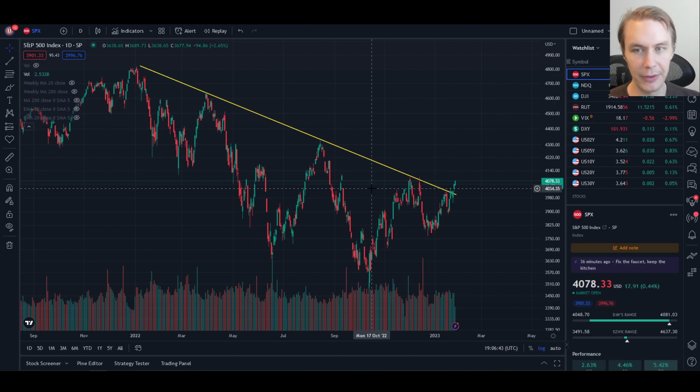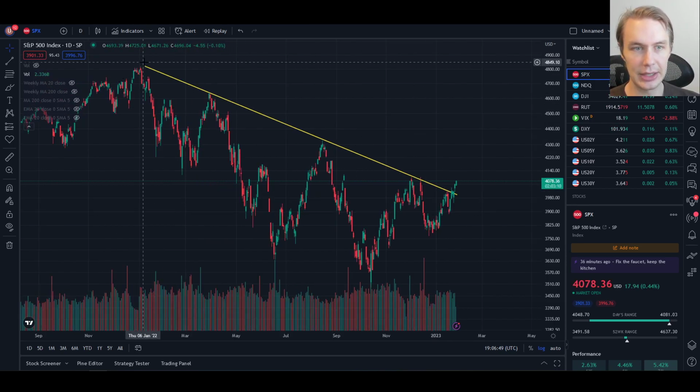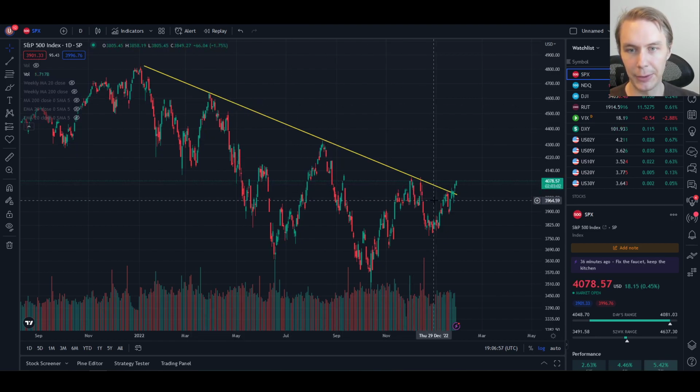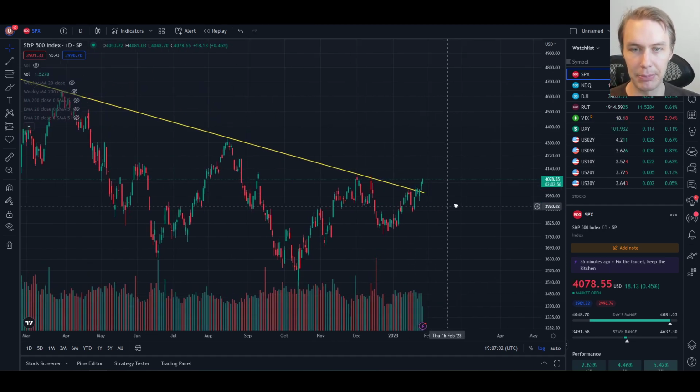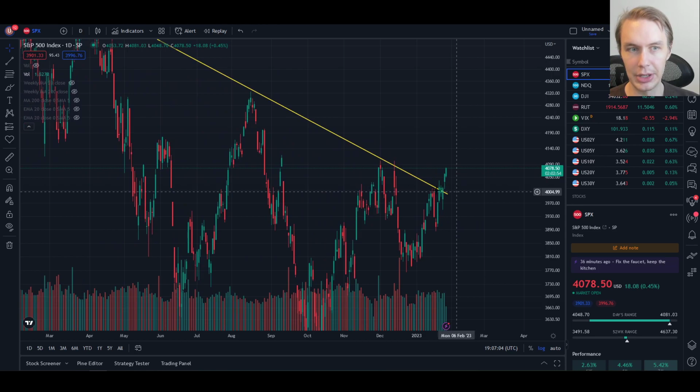And it looks so far, as I record this on the 27th of January, like we might get this, where we'd had this descending resistance on the stock market for a very long time. We've bounced off of it once, twice, 3 times, 4 times, 5 times. And now on the 6th time that we've been testing it here, we finally broke over it. We finally broke to the upside.